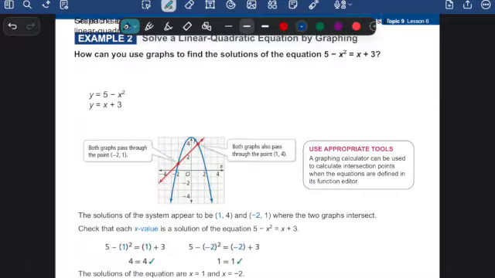How can we use graphs to find the solutions? Well, just like we did with two linear equations, we can graph them and find the intersect. So you would type these into y equals on your graphing calculator, and then you would do calculate, second trace.